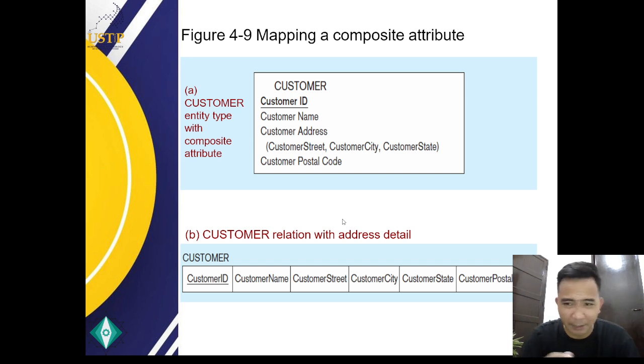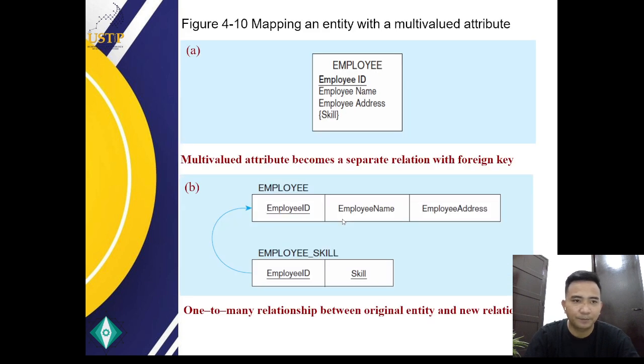This shows, second one, part B, the corresponding relation in the relational database. So the relation is named customer. The composite attribute customer address has been decomposed into its individual components, which are now represented as separate columns in the relation. We have here the customer ID, customer name, customer street, customer city, customer state, and customer postal code.